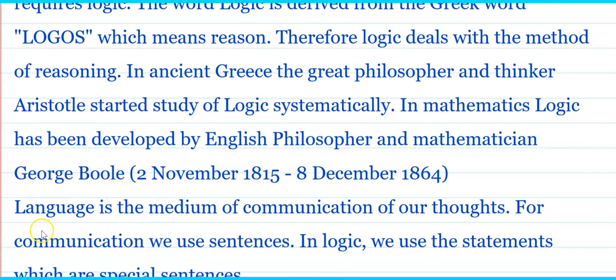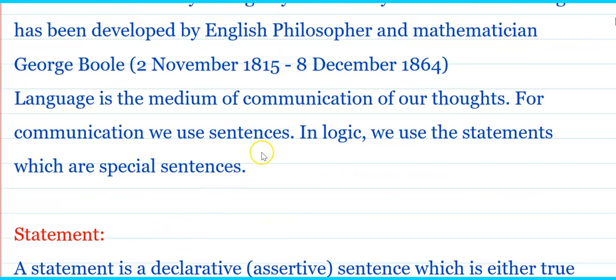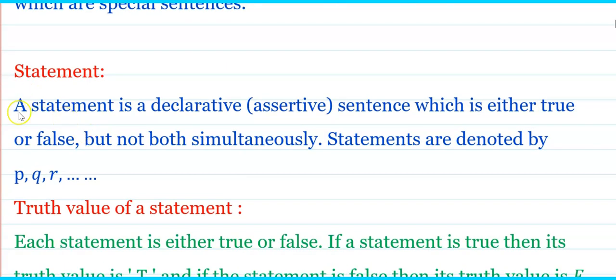Language is the medium of communication of our thoughts. For communication, we use sentences. In logic, we use the statements, which are special sentences. Now, what is meant by the statement? A statement is a declarative, assertive sentence, which is either true or false. एकतर ते बरोबर असेल किंवा चुकीचं असेल, but not both simultaneously. The statements are denoted by the small letters p, q, r, s, etc.